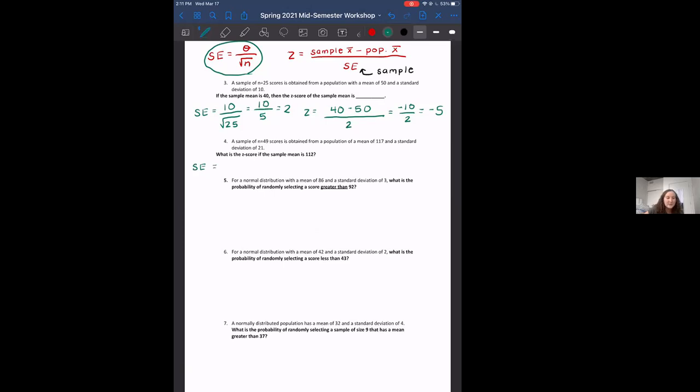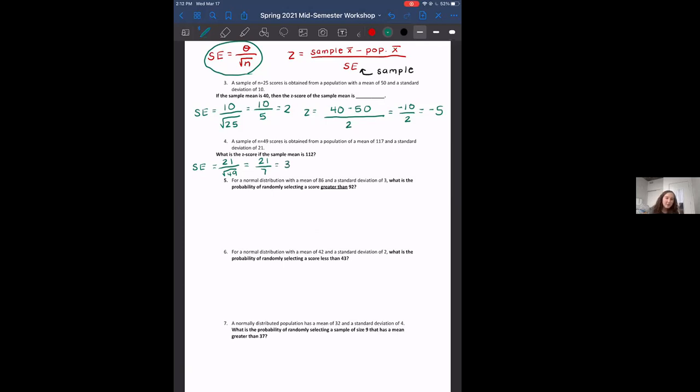Okay, so what's the standard deviation? $21, yes, thank you. And then what is n? $49, yes, perfect. So 21 divided by the square root of 49. It should be 21 divided by 7. So what's 21 divided by 7? 3, yes, perfect. Okay, 3.